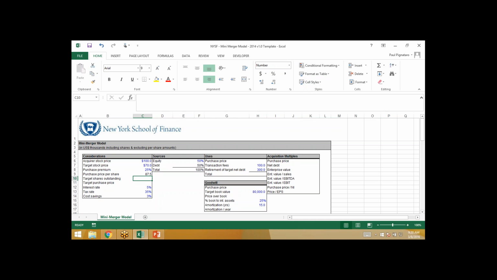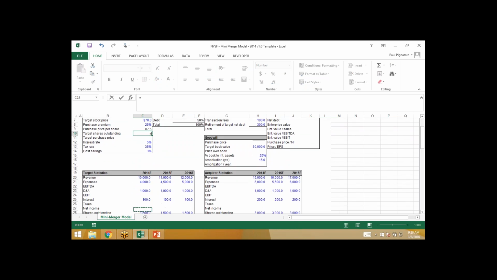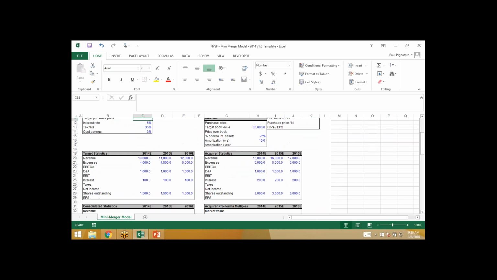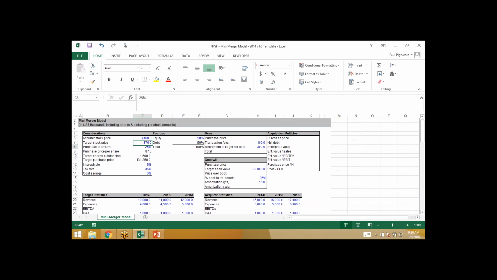Okay. Target shares outstanding. We can get this from below. We're going to assume these are diluted. 1,500. Okay? Got it? So the purchase price is the diluted shares outstanding times the price paid. We've done this a lot, right? $131 million is the price that we're paying, okay? Simple, straightforward in the beginning.